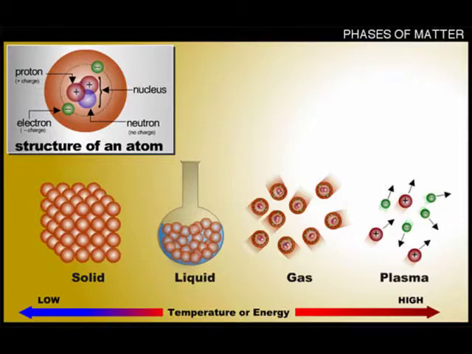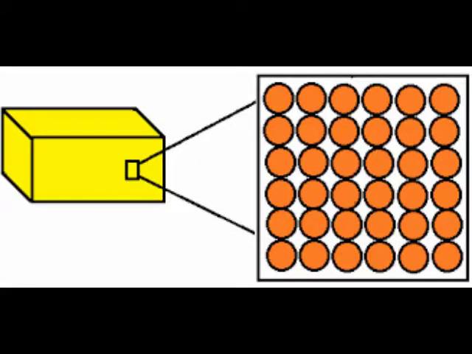Now, let's kind of break them down. Solid is a physical manifestation that is tightly packed particles that can vibrate but not move freely. And again, it has definitive forms and volumes.